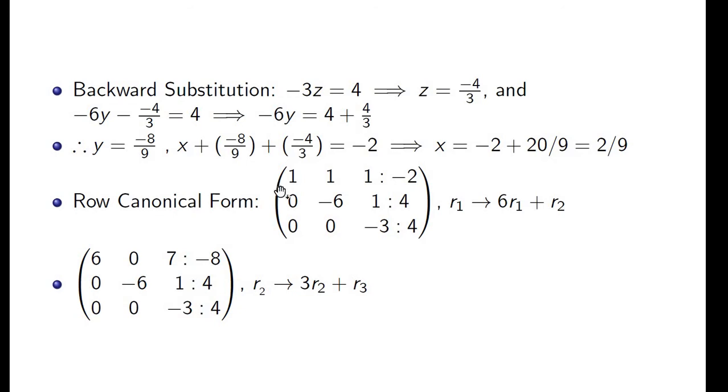So what we have is that row 1 will change to 6 row 1 plus row 2. So what we're going to have is 6, right? 6 row 1 plus row 2 will just be 6. 6 plus 0 is 6. And 6 minus 6 is 0. And 6 plus 1 is 7. And -12 plus 4 is -8. So we're done here.